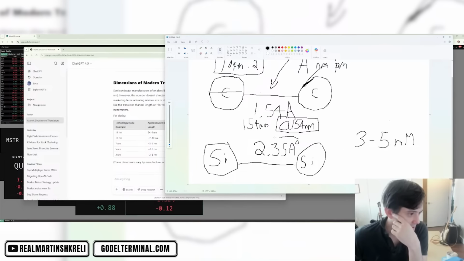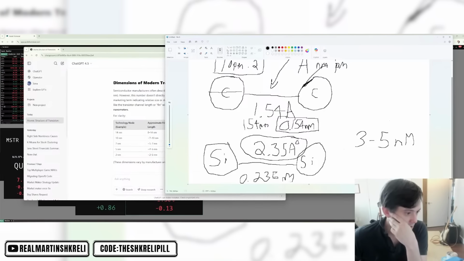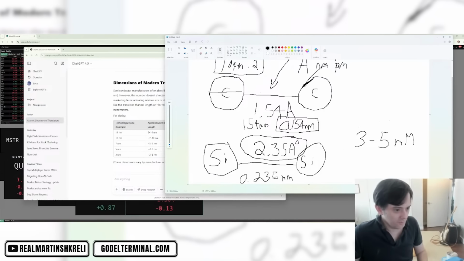So what is this? This is 235. This is 0.235 nanometers, or 235 picometers. So we're saying 3 to 5 nanometers. So that's 10 to 20 times this number. So theoretically, you could not get smaller than a silicon atom, right?